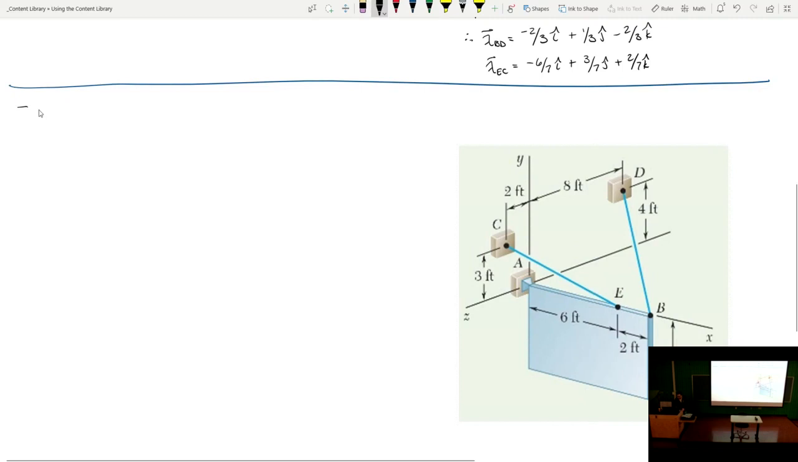The next thing that we need are position vectors. Okay.